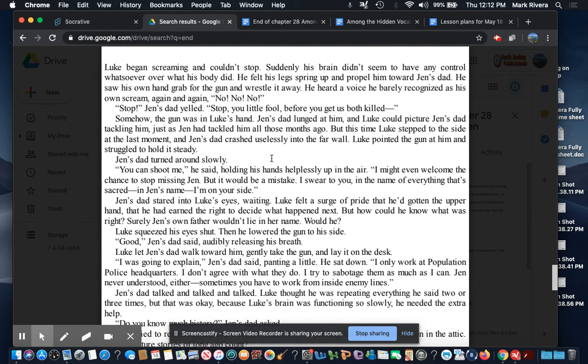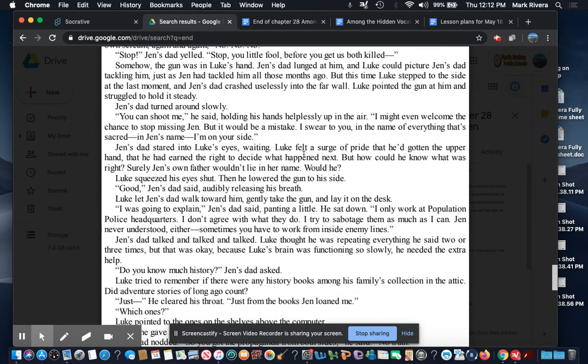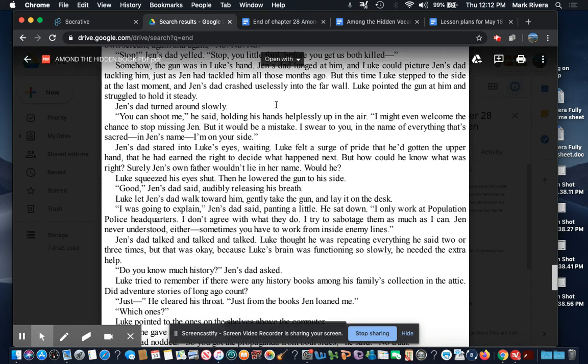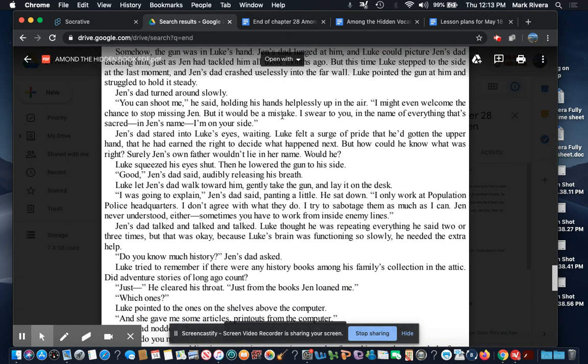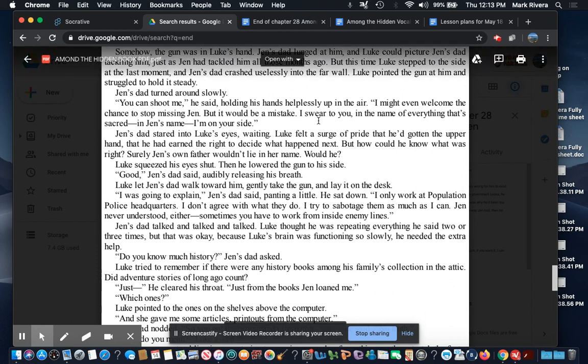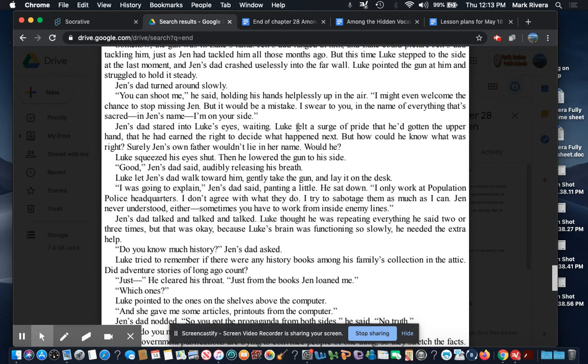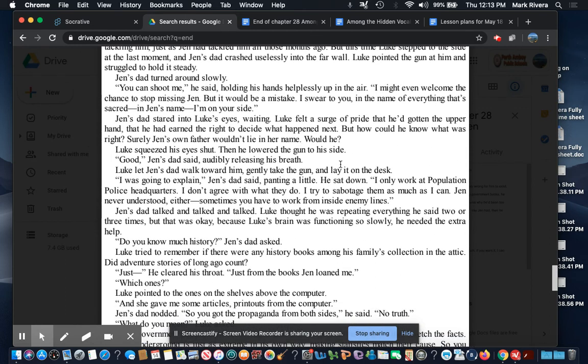Somehow the gun was in Luke's hand. Jen's dad lunged at him, and Luke could picture Jen's dad tackling him, just as Jen had tackled him all those months ago. But this time Luke stepped to the side at the last moment, and Jen's dad crashed uselessly into the far wall. Luke pointed the gun at him and struggled to hold it steady. Jen's dad turned around slowly. Go ahead, shoot me, he said. Luke was holding his hands up in the air. I might even welcome the chance to stop missing Jen, but it'd be a mistake. I swear to you, in the name of everything that's sacred, in Jen's name, I'm on your side.